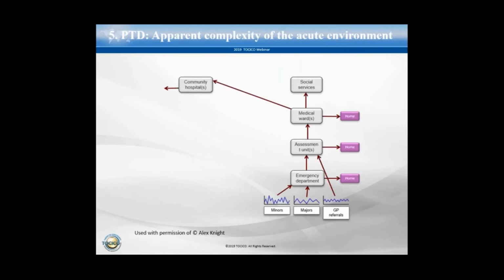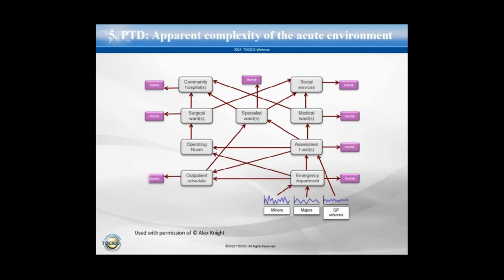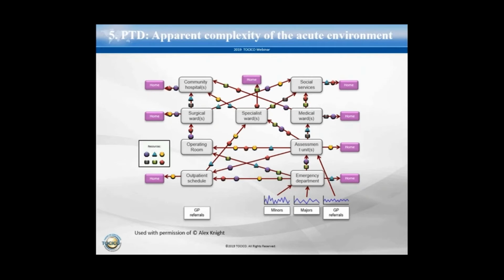Let me quickly show you the solution. So we have people coming into an emergency room. The emergency room can send them home. They can send them to an assessment unit where they're held for 5 or 6 hours maybe, and then sent home. They can send them to an operating room immediately. They can send them to a medical ward, specialty wards. So you can see all the possible paths.